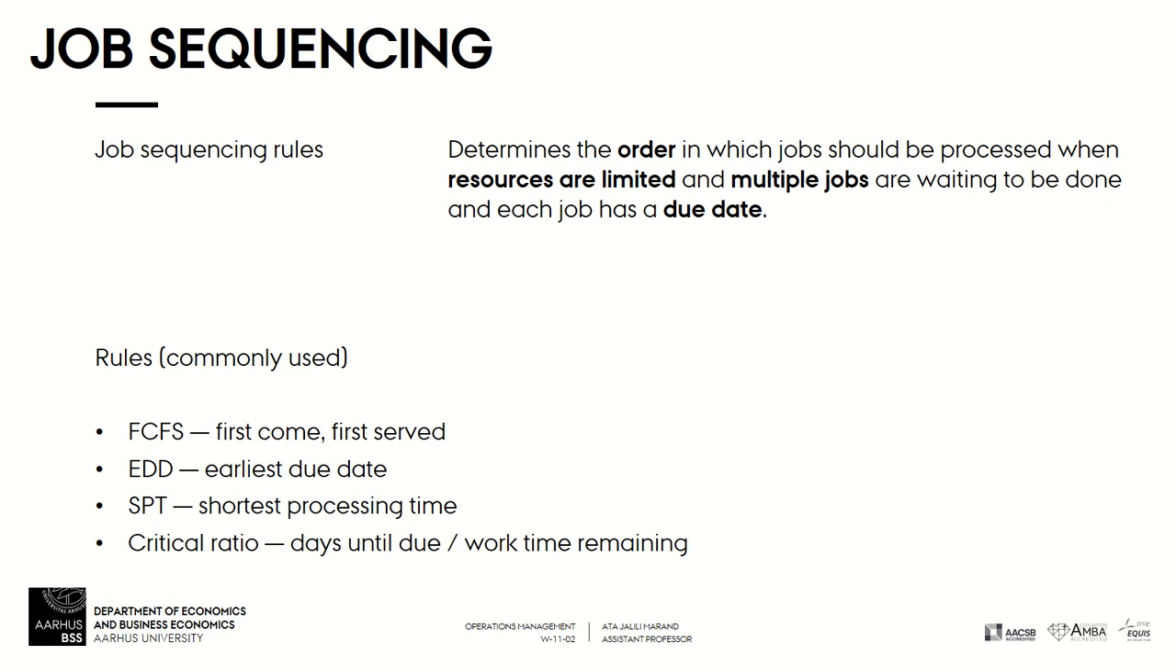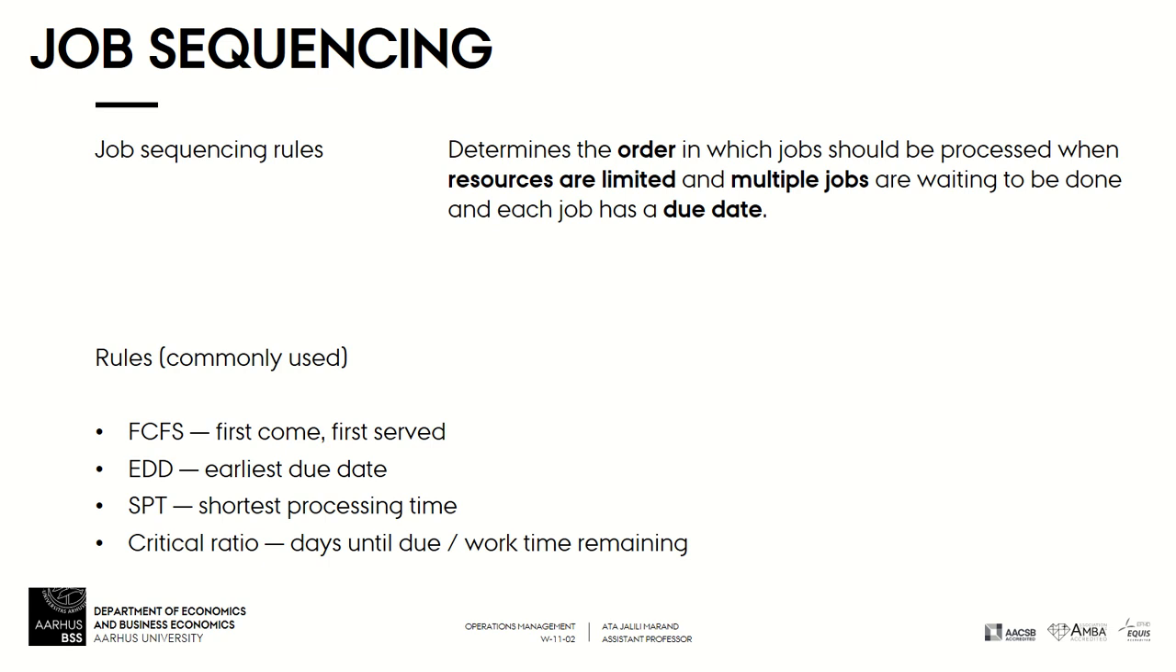The other rule can be the earliest due date. So we will prioritize the jobs, order them based on their due date. So the job with the earliest due date will be done first, and so on. The other rule can be SPT, or shortest processing time, in which we will do the jobs with the shortest processing time first, and then go to the next job.